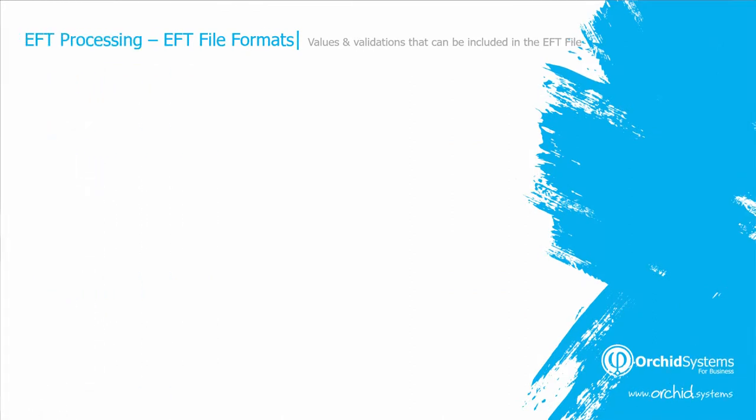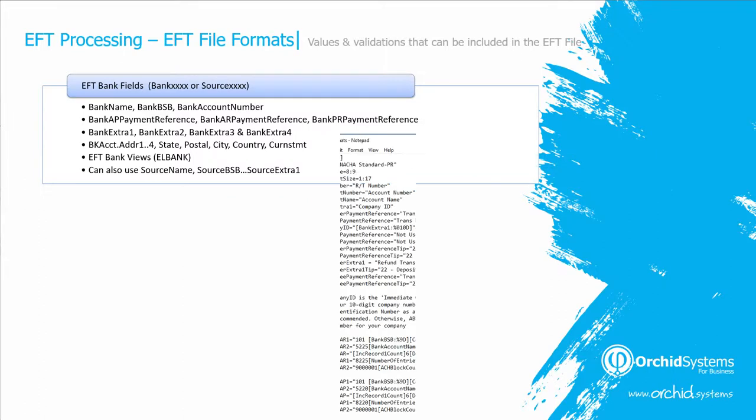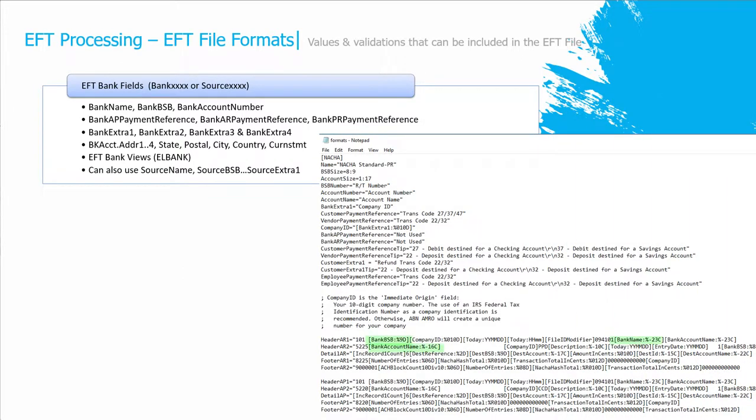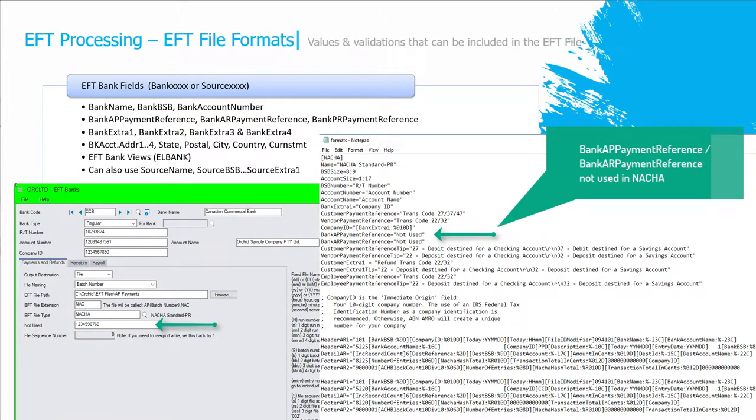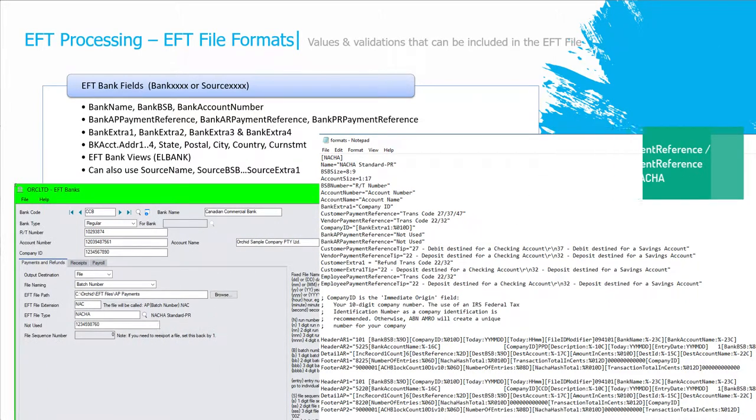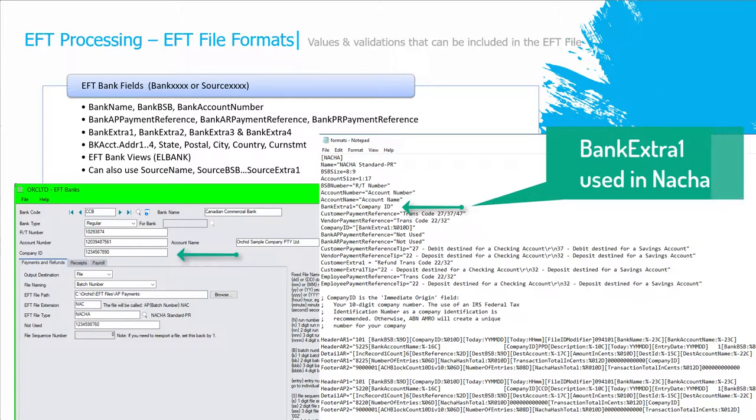For the values you can include in the EFT file, off the EFT bank's record, you can include the bank name, the bank branch number, and the bank account number. You can also include the AP payment reference, the AR payment reference, and the payroll payment reference. And you have an optional 4 extra fields, bank extra 1, 2, 3, and 4, that you can turn on.